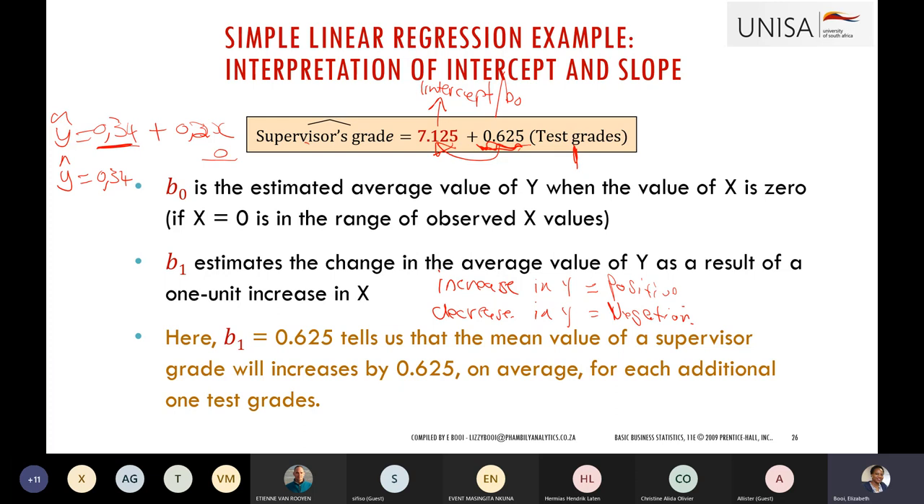So how you interpret your slope, we'll just say there will be a 0.625 increase in the value of your supervisor grade for every additional 1 unit increase in the value of your test grade, or your aptitude test grade. That is very important. If this value here was negative, then it would have said there is a decrease, it will decrease by 0.625 for every 1 unit increase in the value of your test grade, because this value will decrease by 0.625.